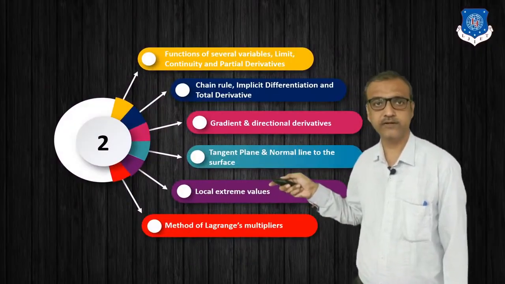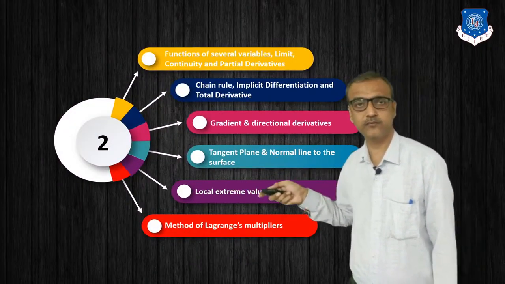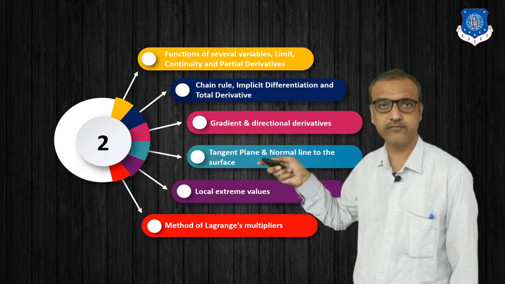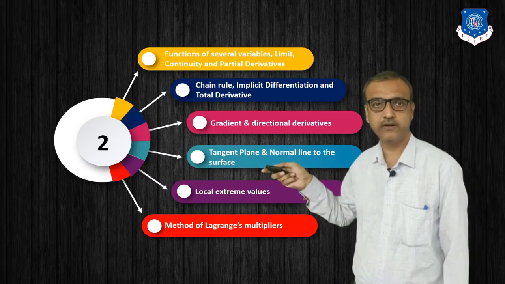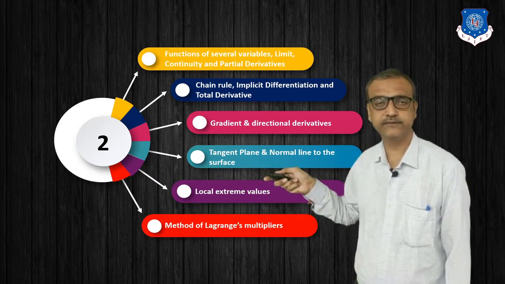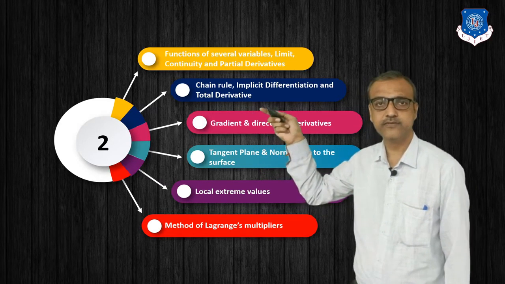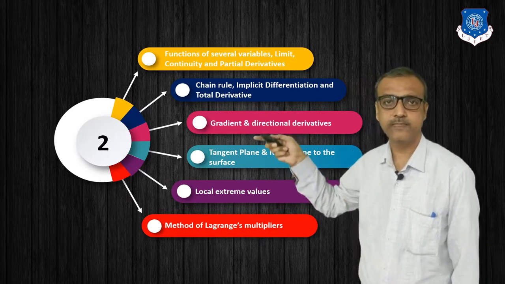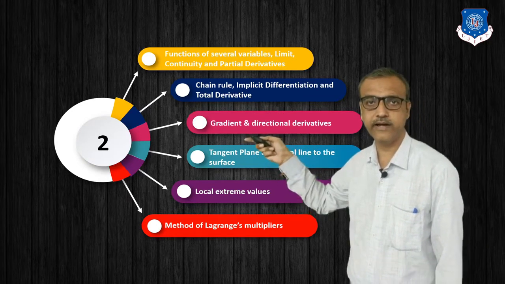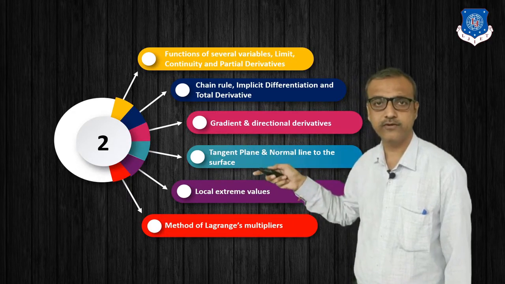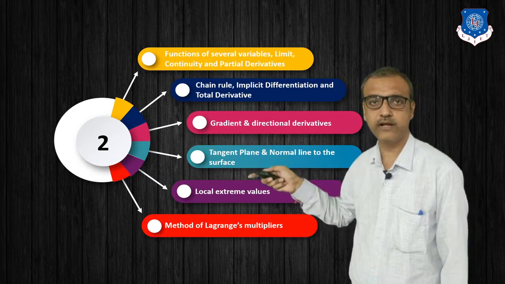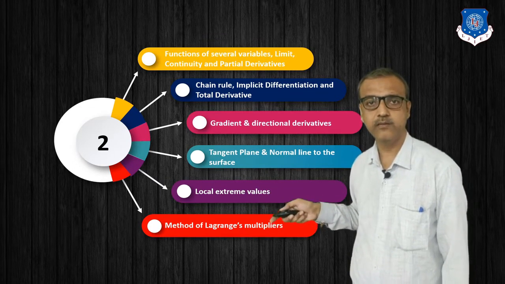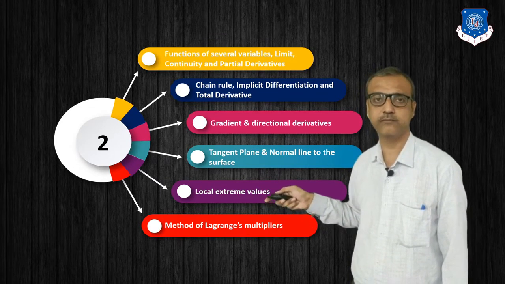So in this unit we will study these topics, that is function of several variables, limit, continuity and partial differentiation, then chain rule, implicit differentiation and total derivatives, then gradient and directional derivatives, then tangent plane and normal line to the surface, local extreme values, and finally method of Lagrange multipliers.